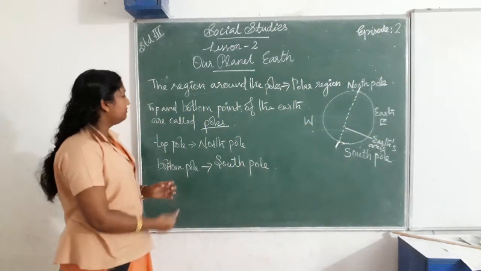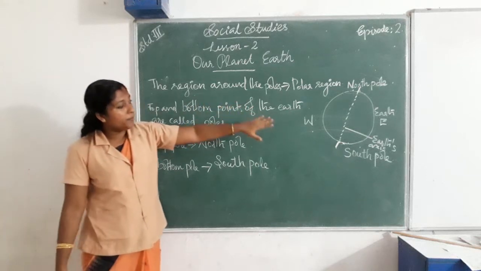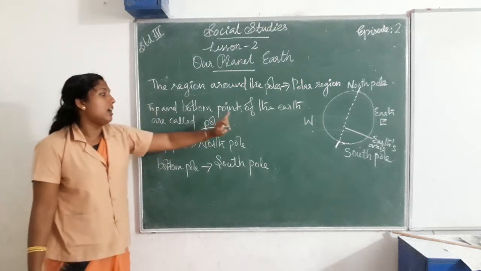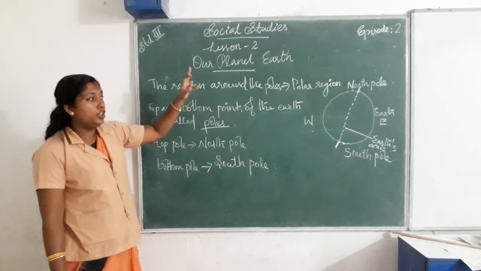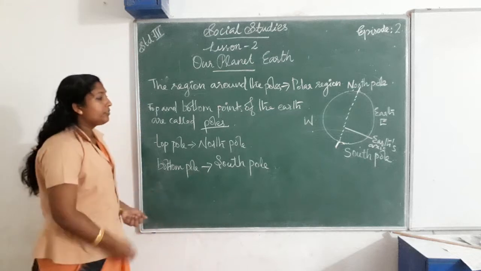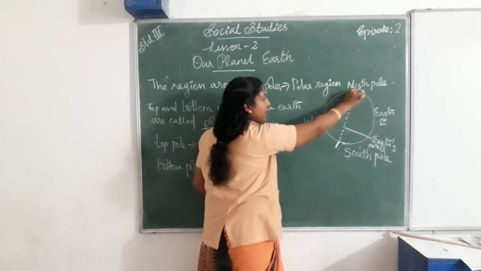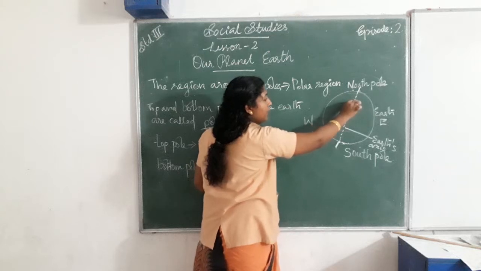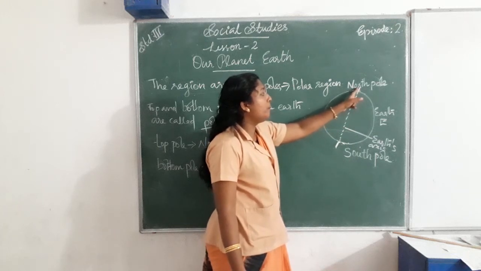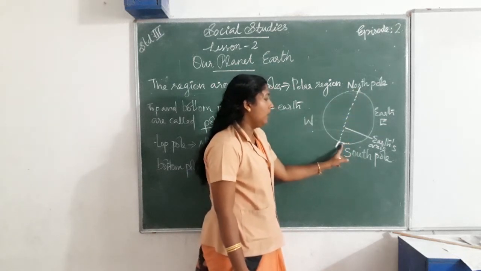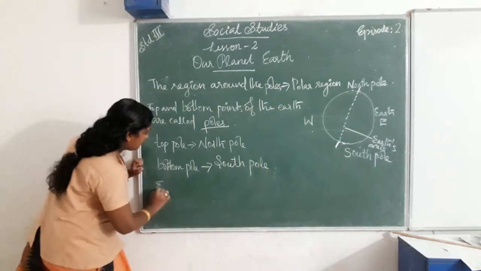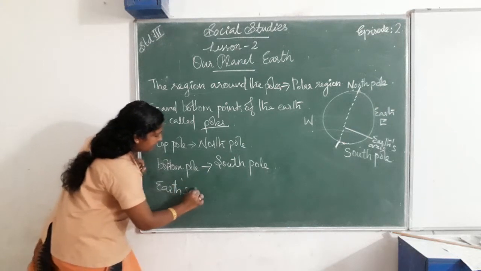Once again, on the top and bottom of the Earth, two points are there. Those two points on the Earth are called poles. The top pole is the North Pole and the bottom pole is the South Pole. Then there is an imaginary line passing through the Earth, joining the two poles, North Pole and South Pole. That line is called Earth's axis.